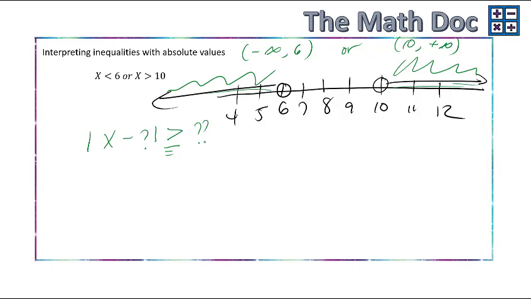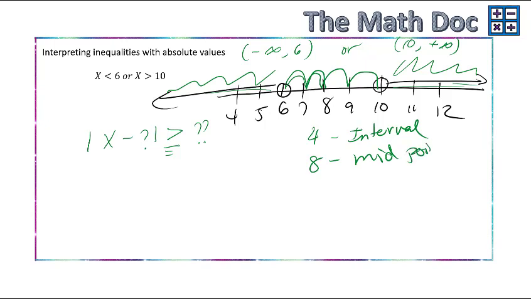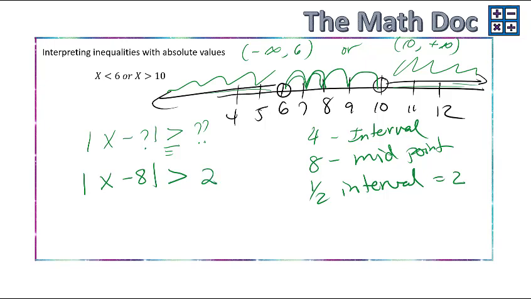And again, what is our midpoint? Well, our interval is, again, 1, 2, 3, 4 steps, right? Interval of 4. So our midpoint will be at 2 steps in. 1, 2, that is 8. 8 is our midpoint. And half of our interval is just 2, right? So our new absolute value inequality is |x minus 8|, right, is larger in this case than 2.